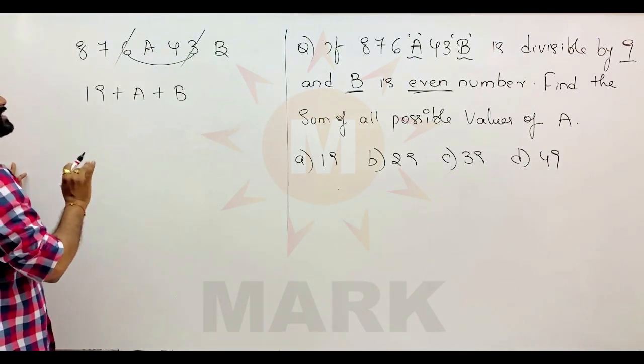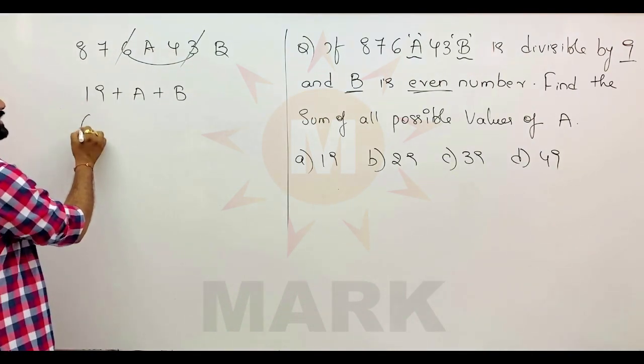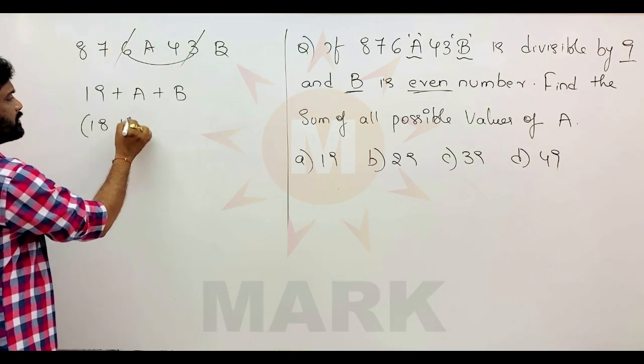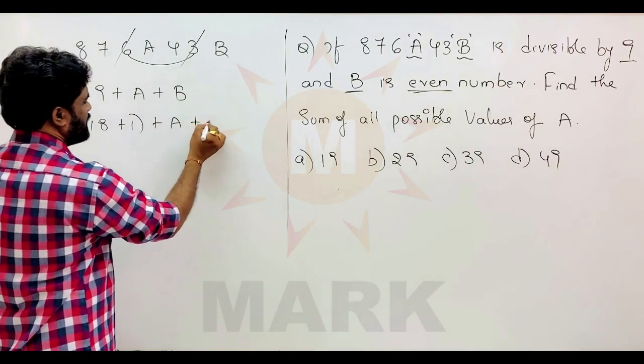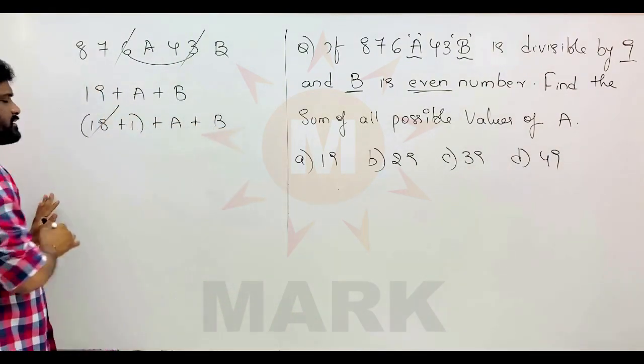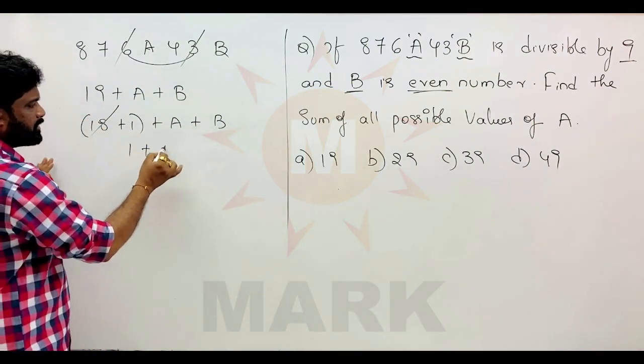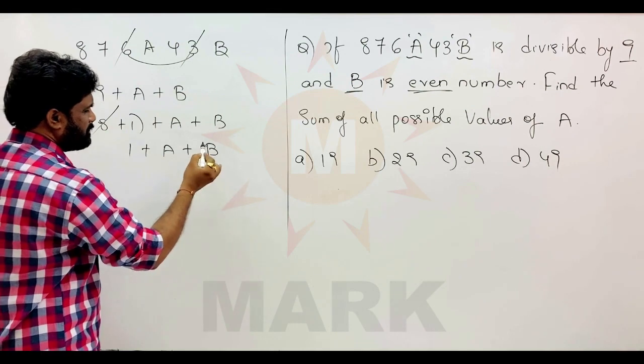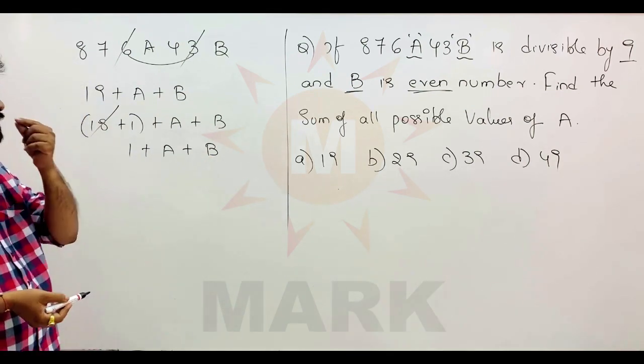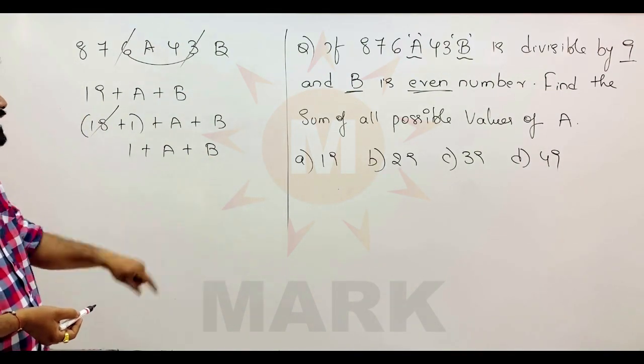So clearly in this case also, can I write 19 as 18 plus 1? So 18 plus 1 plus A plus B, can I write like this? That means 18 is already divisible by 9. So if I simplify this, if I cut it down, that means 1 plus A plus B should be 9 or divisible by 9. Then only we can say that the entire number is divisible by 9.